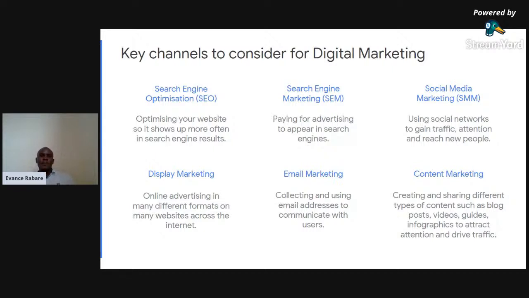So when you're talking about display marketing, display is something attractive, something that people could see. So we are talking about advertising in many different formats on many websites across the internet. I will give an example about that later.